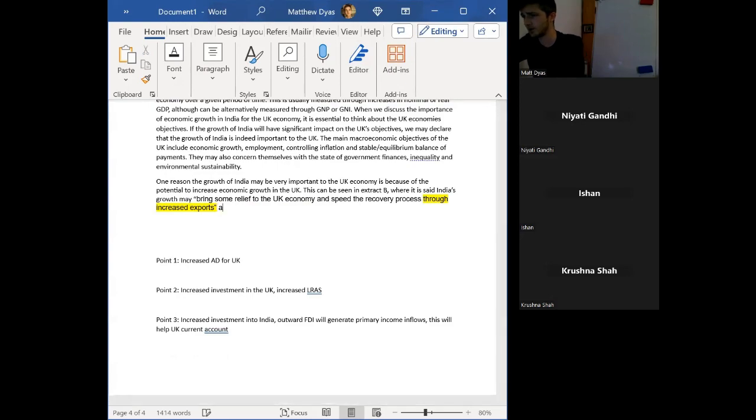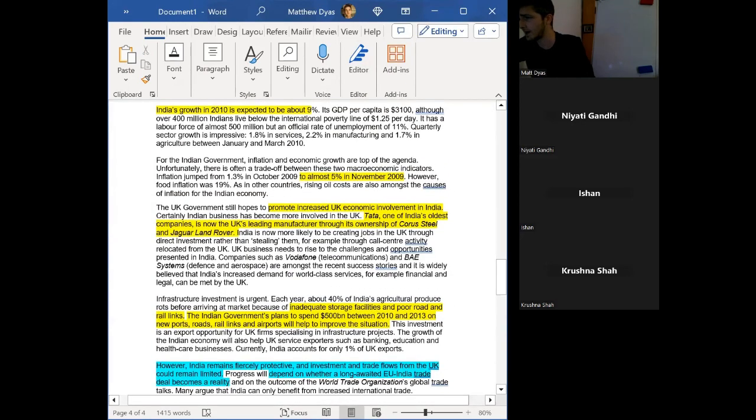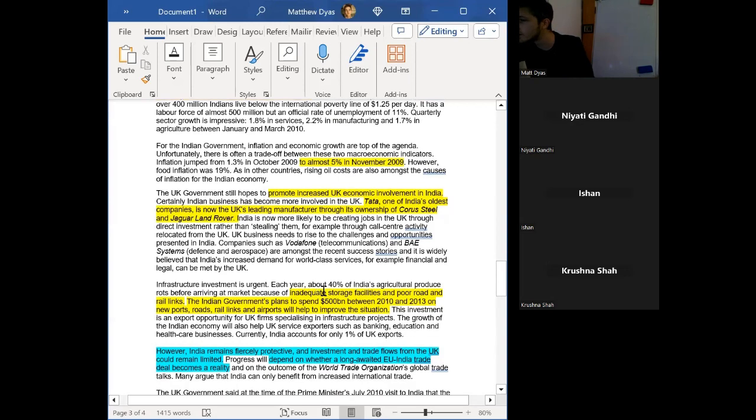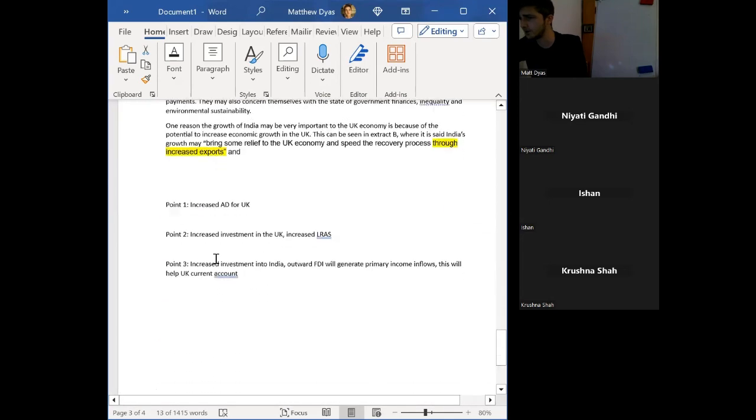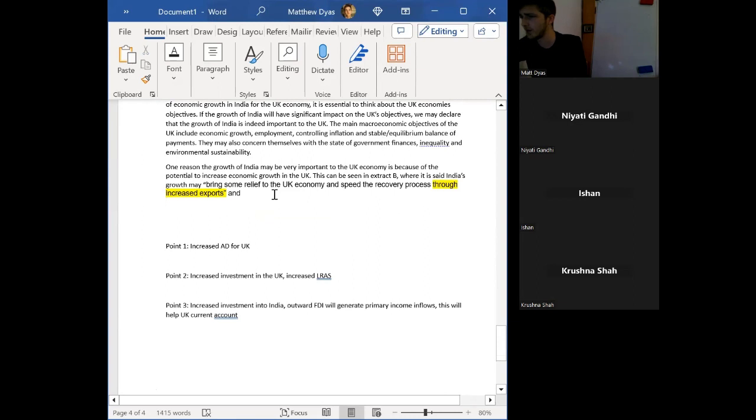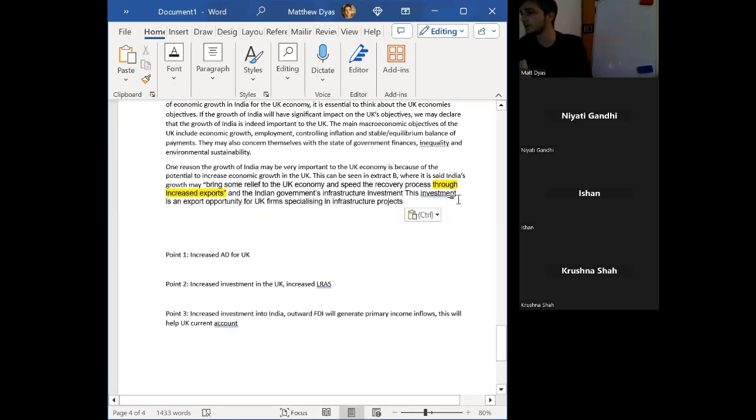I'm going to try and get another quote in, bulk up that AO2, and we had something about, here we go. India's government investment is an opportunity for UK businesses, basically. The Indian government's infrastructure investment is an export opportunity for UK firms specializing in infrastructure projects.